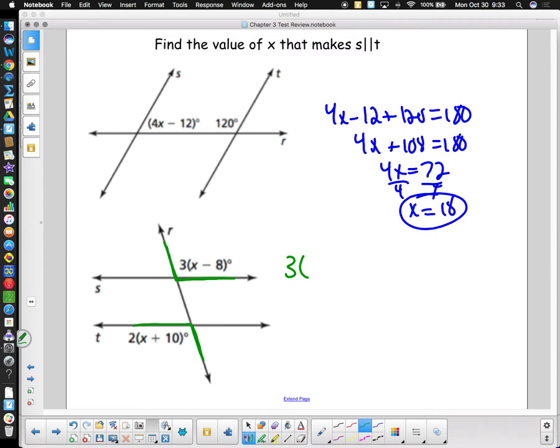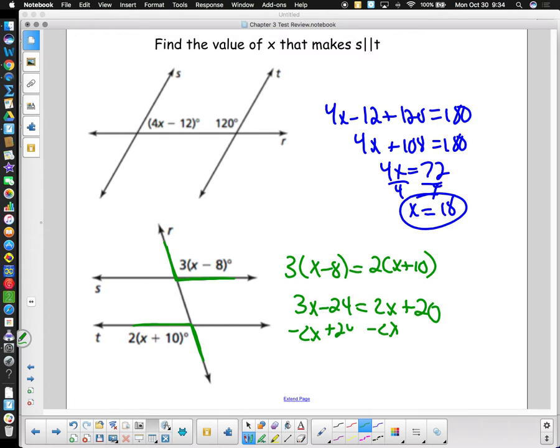Now we got a little bit more algebra here. 2x plus 10. So I do have to do some distributive property. And then some combining terms. And I get x equals 44.